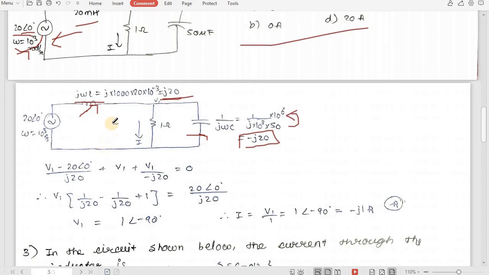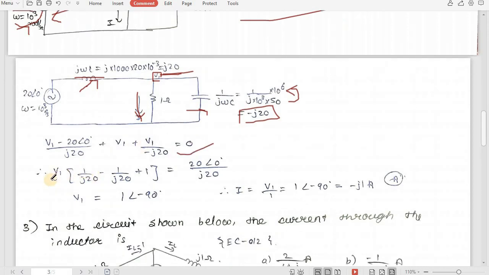So now we have to consider this network as our basic network, and we have to apply KCL and KVL. As we know, we have to get this I. So to get this I, we are going to apply the node equation. This time we will consider the voltage at this node. So here we will have (V1 minus 20 angle of 0 degree) upon reactance, reactance is j20, plus V1 by 1 plus V1 upon minus j20. So this is what I have written here.